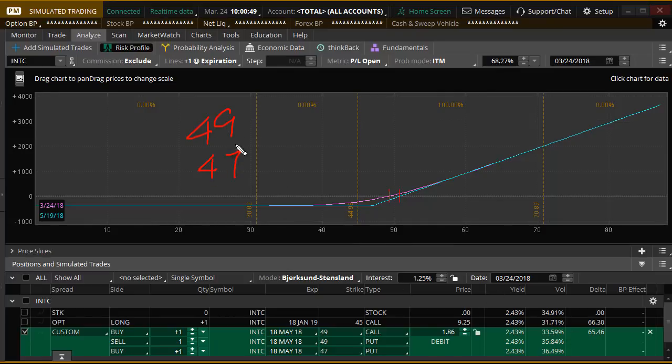So what's our max risk on this trade? Our max risk on this trade is the difference between the spread, okay? $2, okay? Plus our cost to get into the trade.